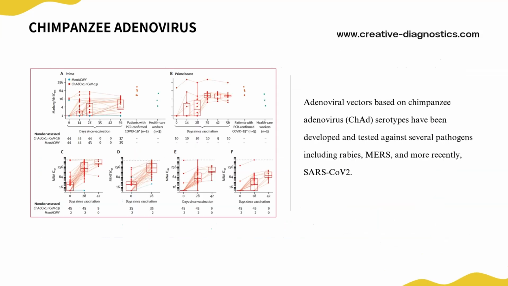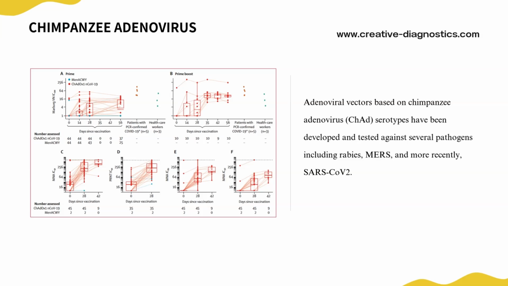The challenge of pre-existing immunity against Ad5 has driven the development of novel adenoviral vectors based on less prevalent human or animal-derived serotypes, notably chimpanzee adenoviruses, ChAd. Adenoviral vectors derived from ChAd serotypes have been engineered and tested against various pathogens including rabies, MERS and more recently SARS-CoV-2. Among these, the ChAdOx1 nCoV-19 vaccine targeting SARS-CoV-2 gained rapid momentum, advancing to Phase 3 clinical trials by 2020.